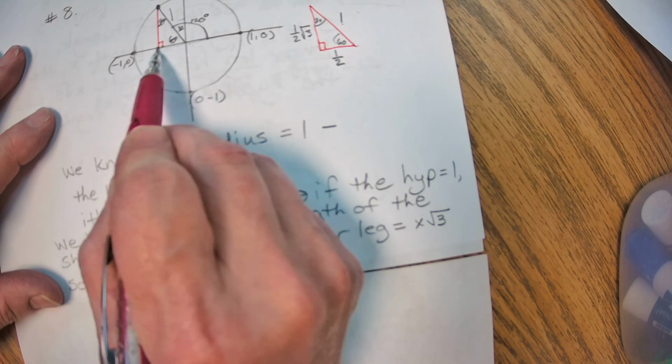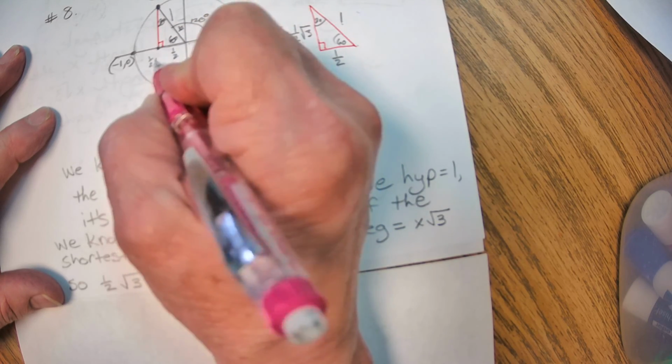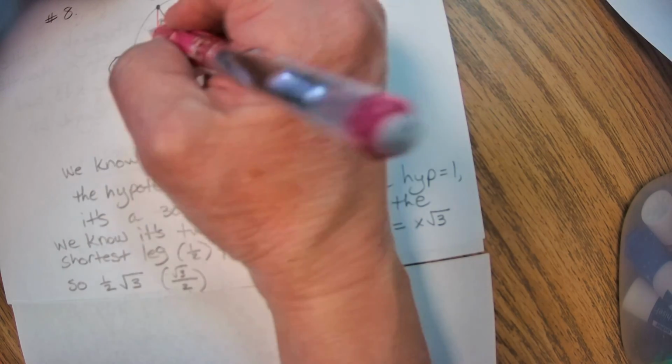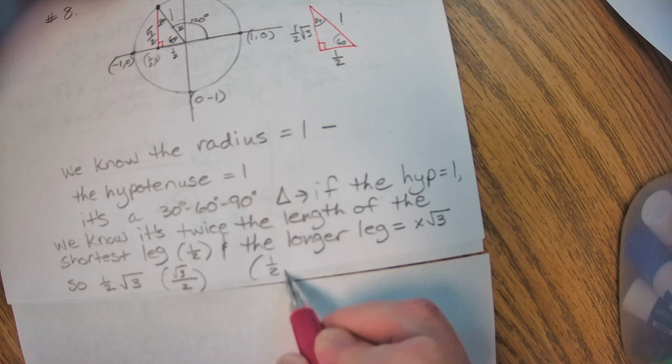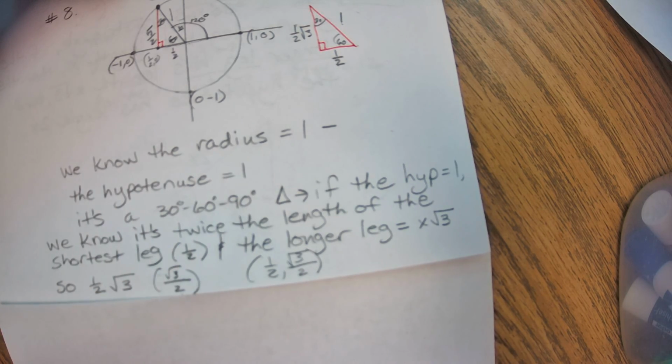So if this is 1/2, that means that this point right here, the x value, would be 1/2. And the height of this, remember, is the square root of 3 over 2. And that's how you would write the y coordinate. So the coordinates for this are 1/2, square root of 3 over 2. That's it, I think, for 10.2.